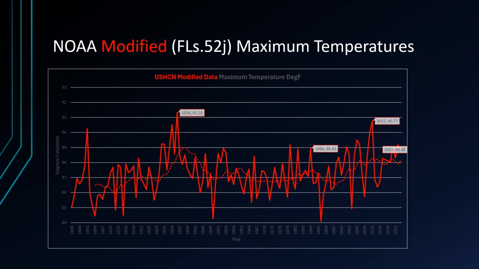The NOAA modified FLS.52J maximum temperatures are depicted by the solid line, and the dashed line represents a 10-year average, offering a more distinct visualization of the temperature trend.